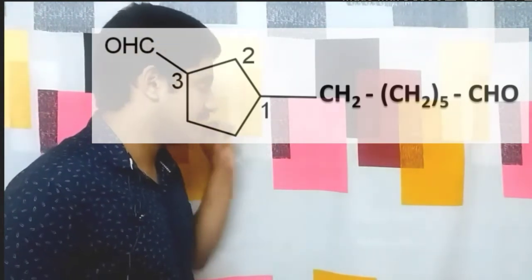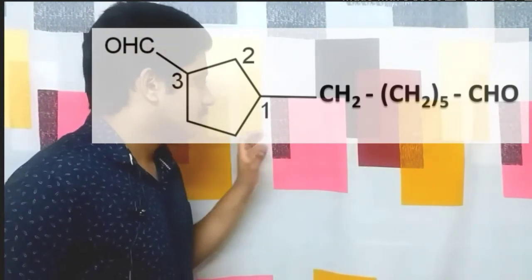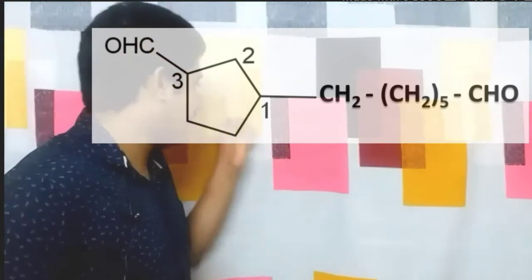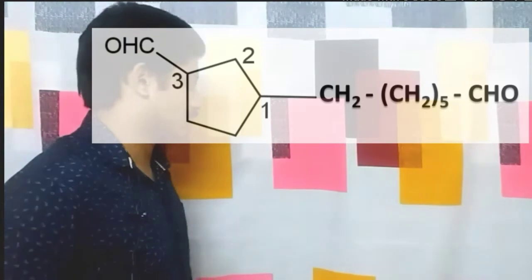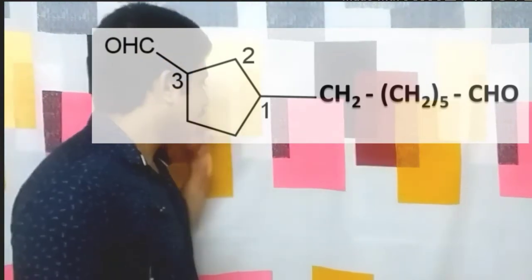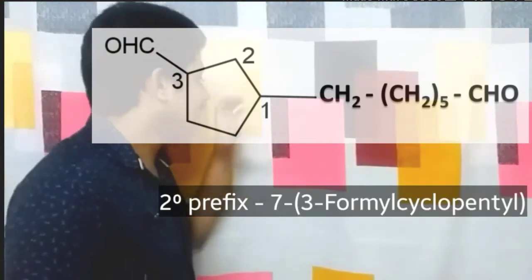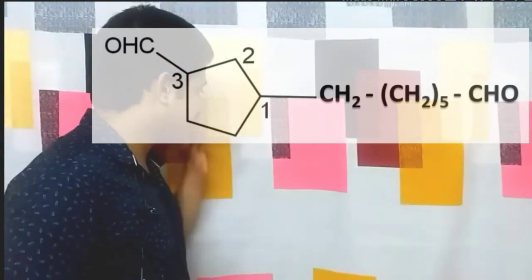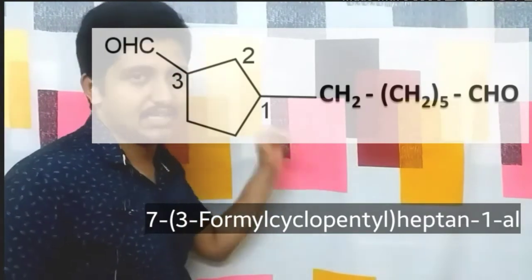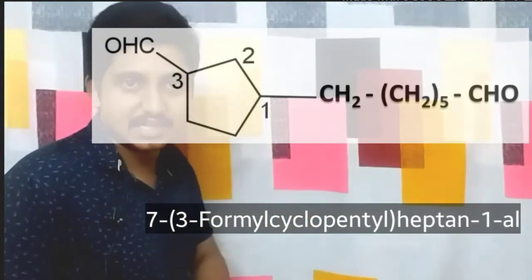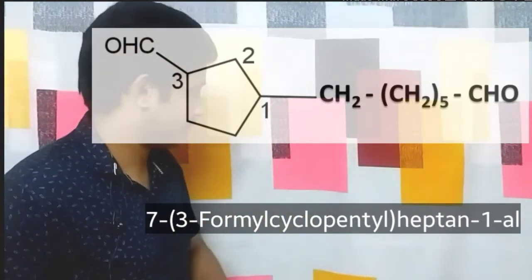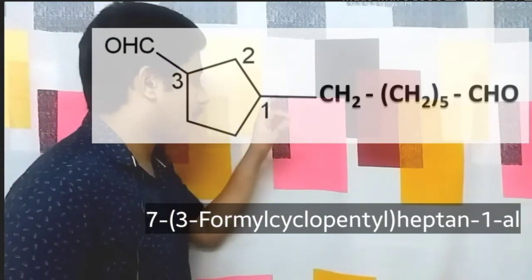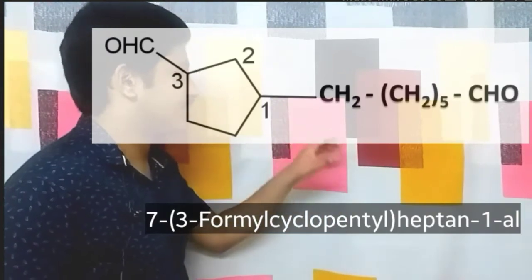It is a little complex. So the cyclopentyl group with the aldehyde is attached to the 7th position of the parent chain. So prefix: 7-(3-formylcyclopentyl). Total IUPAC name will be 7-(3-formylcyclopentyl), because formyl is the secondary prefix for an aldehyde, which is not attached to the parent chain. So 7-(3-formylcyclopentyl)heptan-1-al.